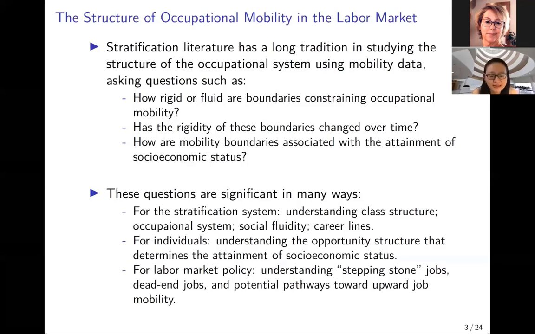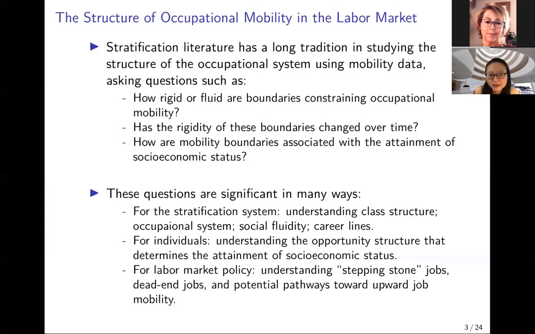For individuals, the boundaries that govern the flow of workers determine the opportunity structure they face as they move through their careers and try to attain higher socioeconomic status. These are also important for policymakers, because knowing the structure of these boundaries governing flows will give us an idea of where some jobs are what we call stepping stone jobs.